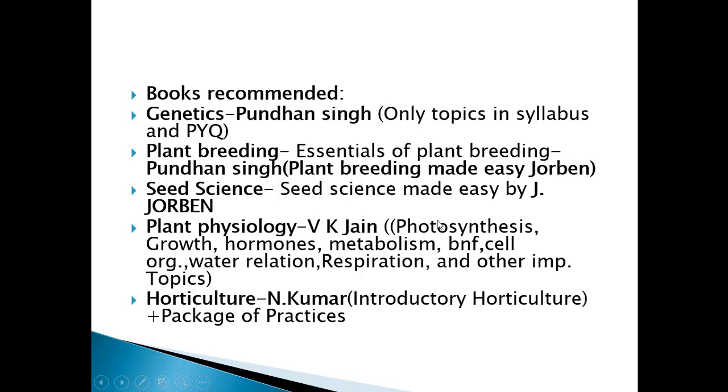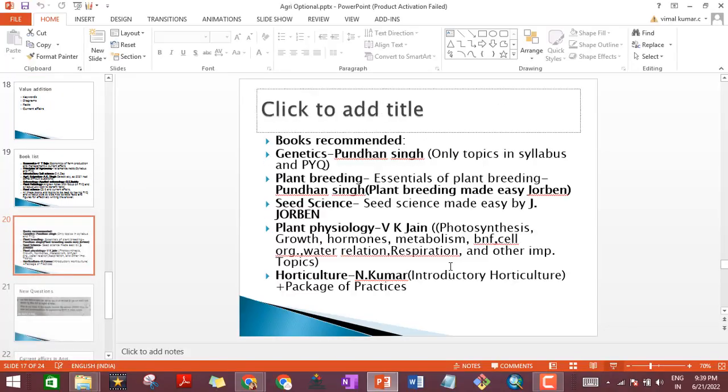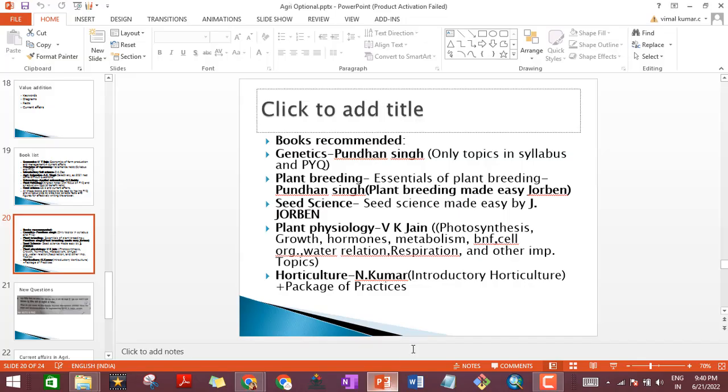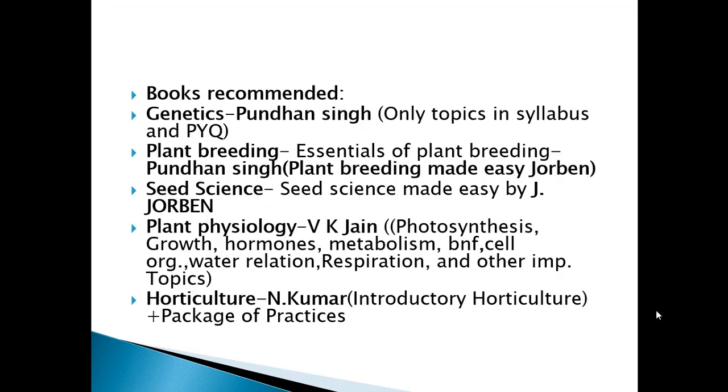In plant physiology, please go through only important topics, like I mentioned: photosynthesis, growth hormones, metabolism, biological nitrogen fixation. When you read any book, you should read it from an examiner's point of view, what the examiner wants. We are not in the business of doing a PhD in all these subjects. You are here to gain marks and get selected, that's it.